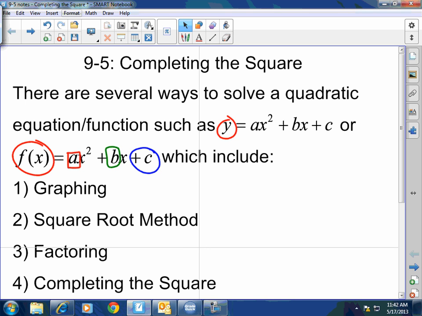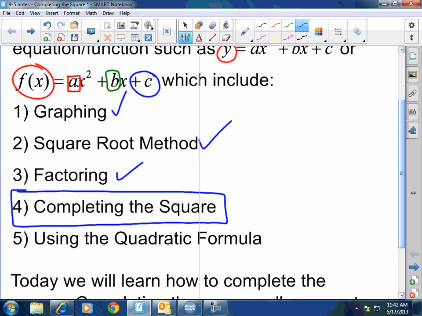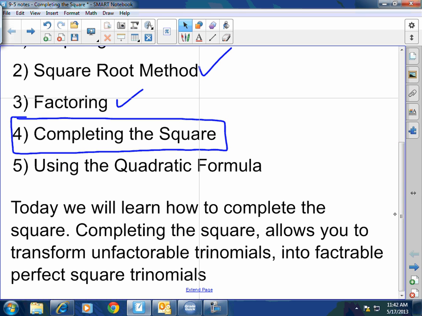Okay, thank you. So that's a, b, and c, guys. We can solve quadratics by graphing. We already did that. We know how to do that. Done. Check. Square root method. We know how to do that. Done. Check. Factoring. We know how to do that. Done. Check. Today, we're going to learn how to solve a quadratic equation by completing the square. Tomorrow, our next lesson, Monday, we're going to learn how to use the quadratic formula. Today, we'll learn how to complete the square.